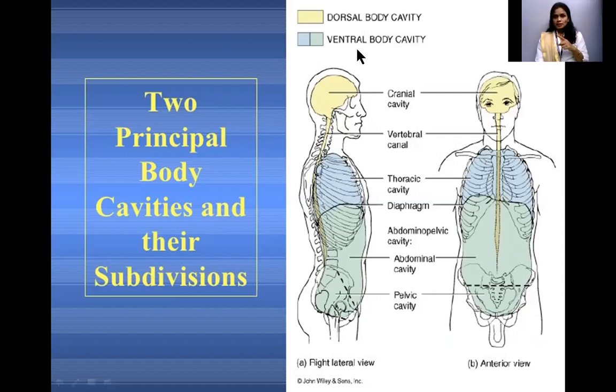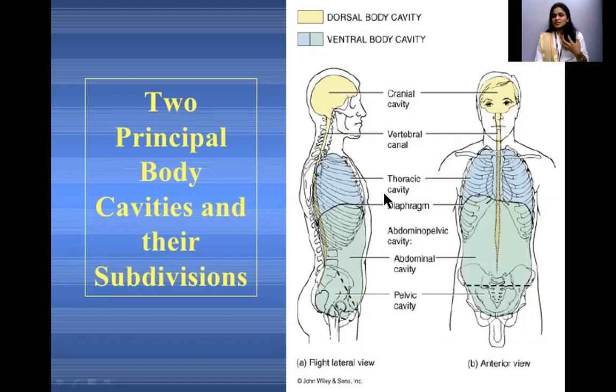This is the dorsal body cavity and this is the ventral body cavity. The yellow color is dorsal and the blue color is ventral. In the yellow, the dorsal body cavity, what you have is the cranial cavity, that is the brain, along with the spinal cord. This is the spinal cord. So the cranial cavity and the spinal cord come into the dorsal body cavity.